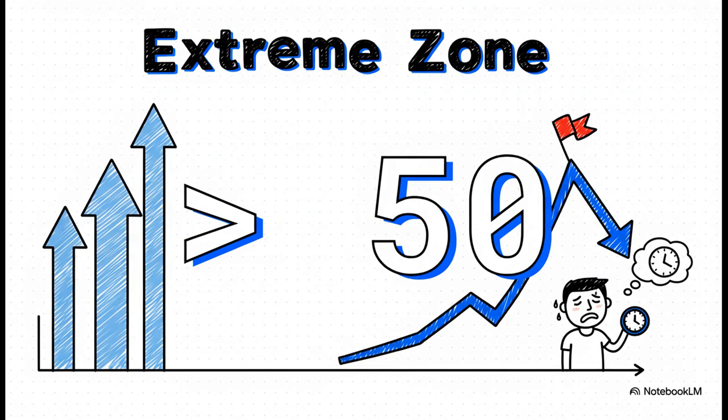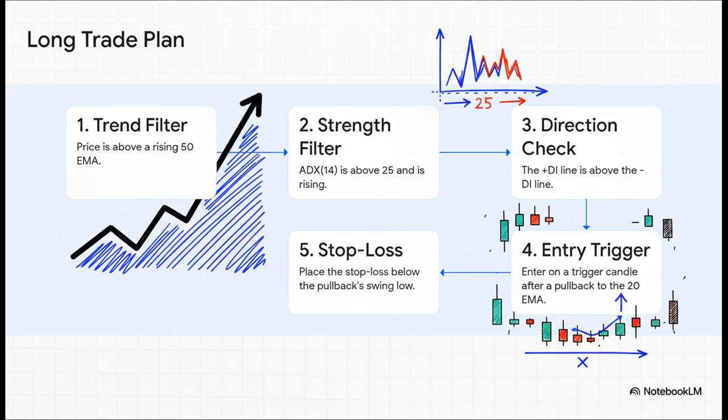Now, what happens when ADX goes absolutely vertical and screams past 50? This is the extreme zone. It means the trend is incredibly powerful, but it's also a huge warning sign. It could mean the trend is getting exhausted and might be late in the game. Chasing a new trade up here is like jumping on a train just as it's pulling into the final station. You're probably too late.